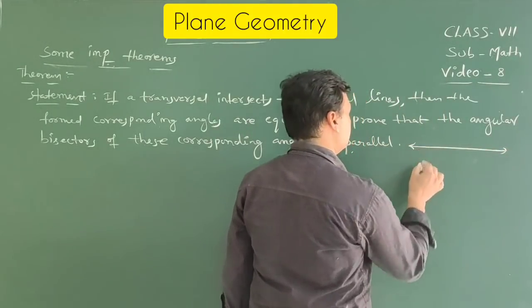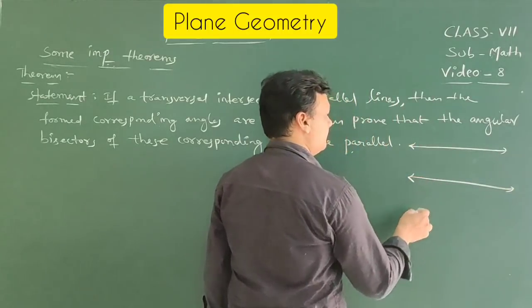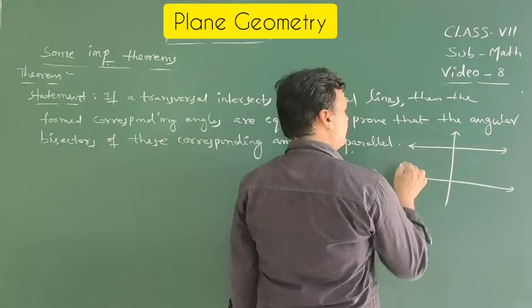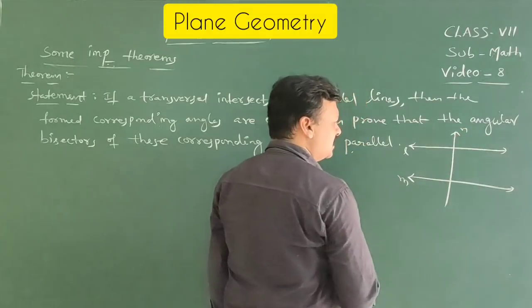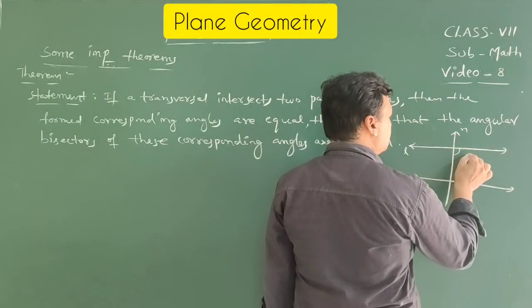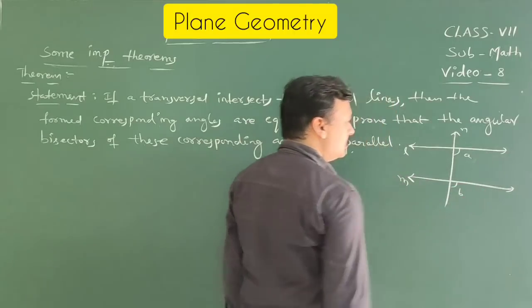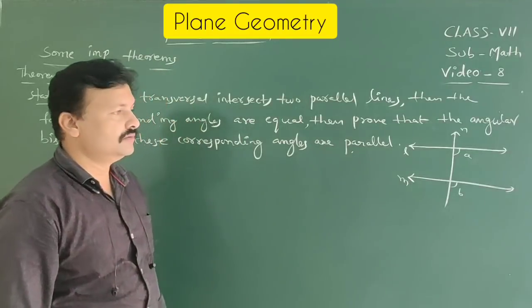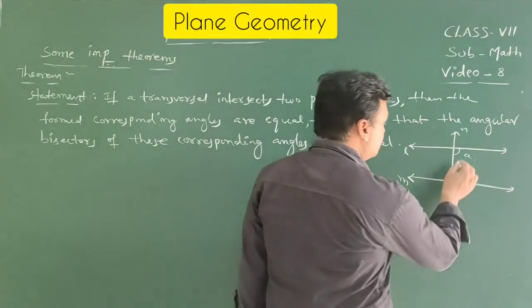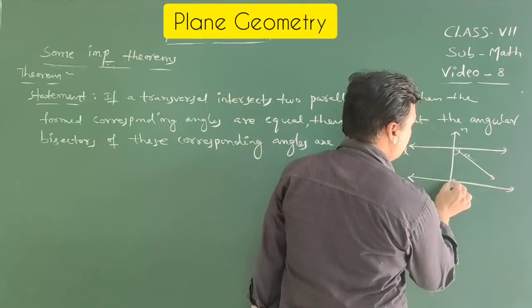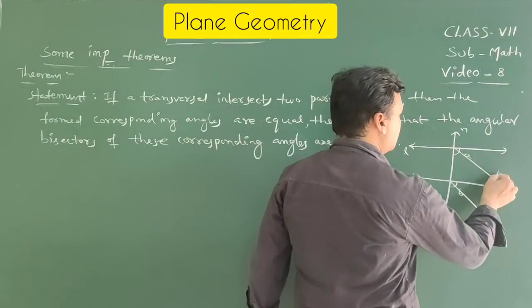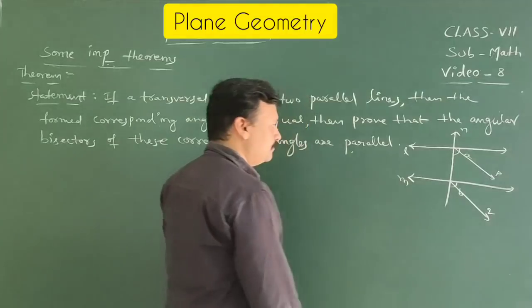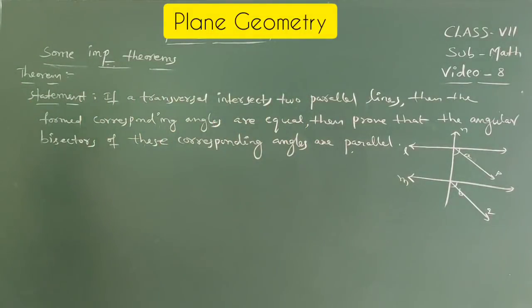I'll draw it. Here L is parallel to M and a transversal is drawn. Here A and B are corresponding angles. Those are equal, we know. We need to prove the angular bisectors of these corresponding angles, let them be P and Q, are parallel.